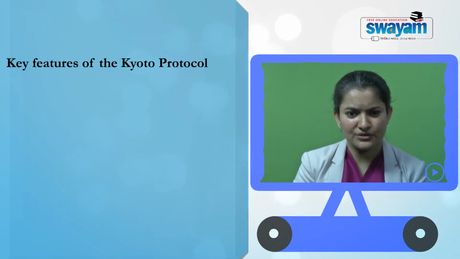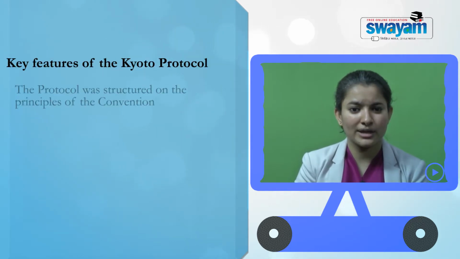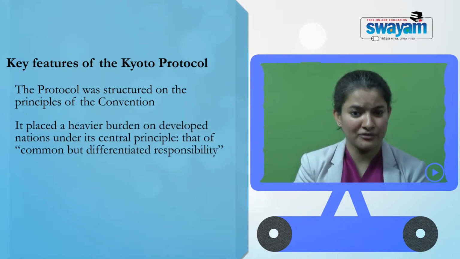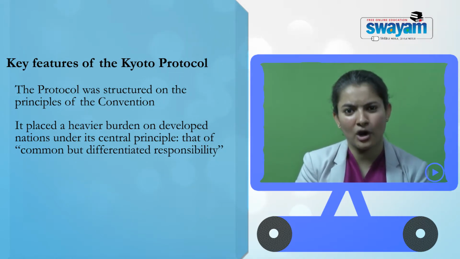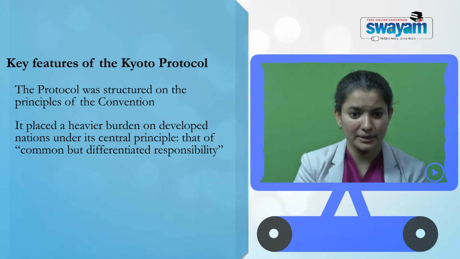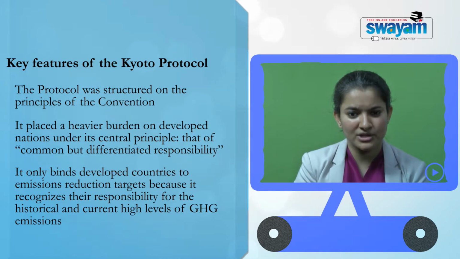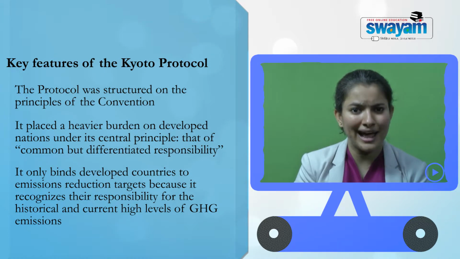Some of the key features of the Kyoto Protocol were that it was structured on the principles of the Convention. It also placed a heavier burden on developed countries under the central principle of the common but differentiated responsibility. Also, it only binds developed countries to emission reduction targets because it recognized their responsibility for the historical and current high levels of greenhouse gas emissions.